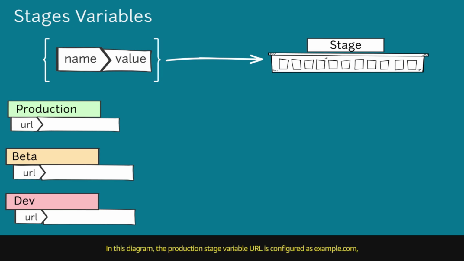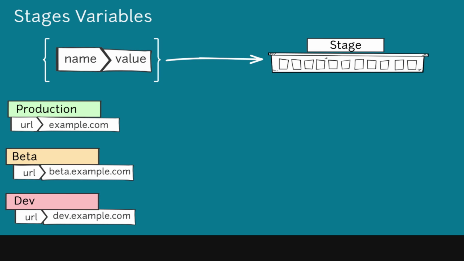In this diagram, the production stage variable URL is configured as example.com, and the beta stage variable is configured as beta.example.com. And finally, the dev stage variable is configured as dev.example.com.